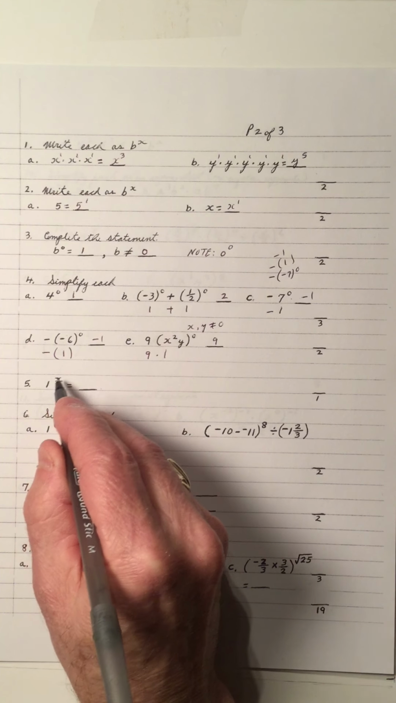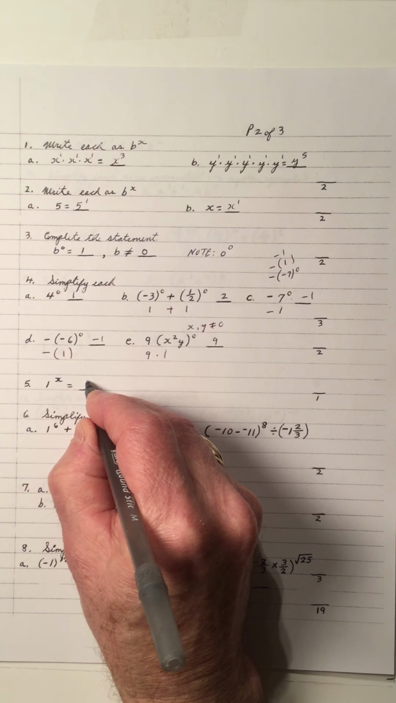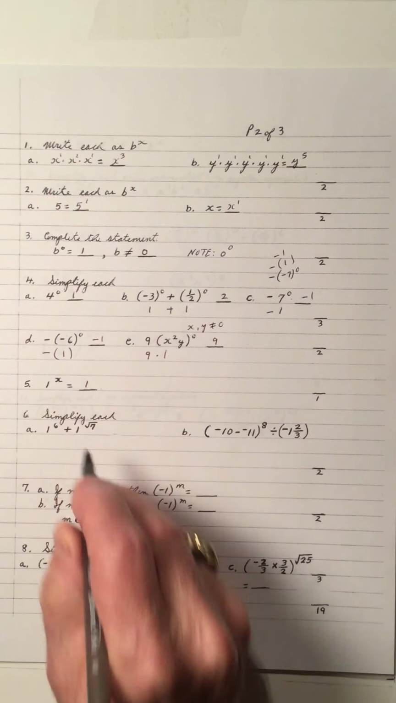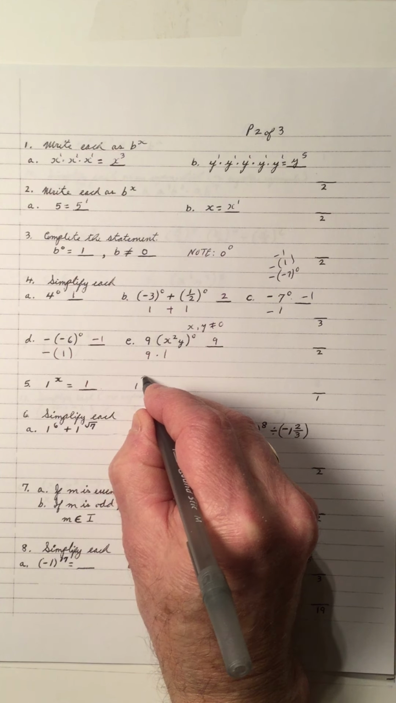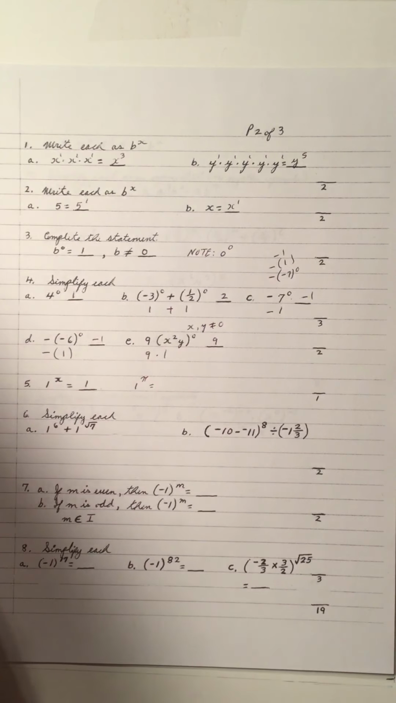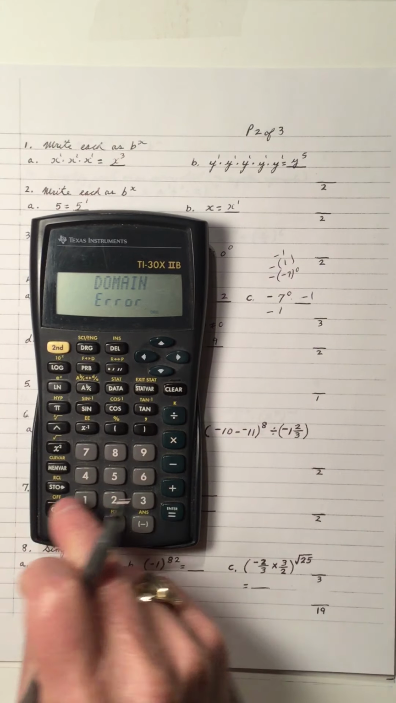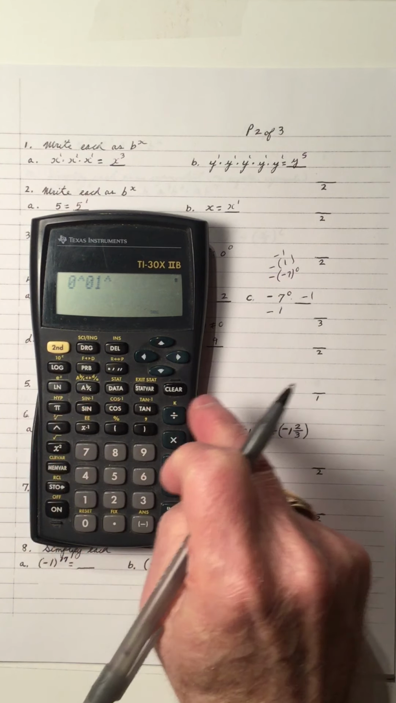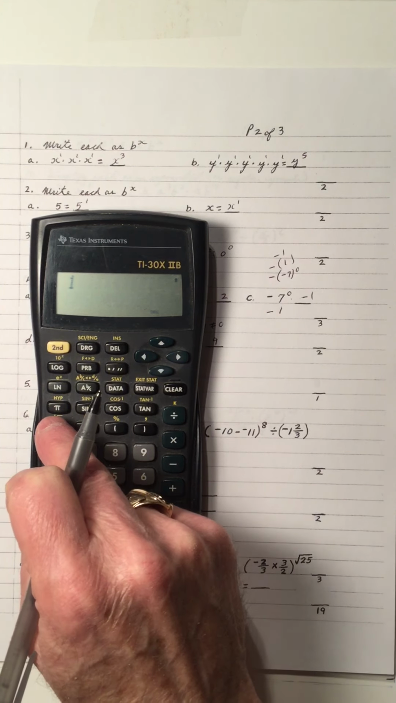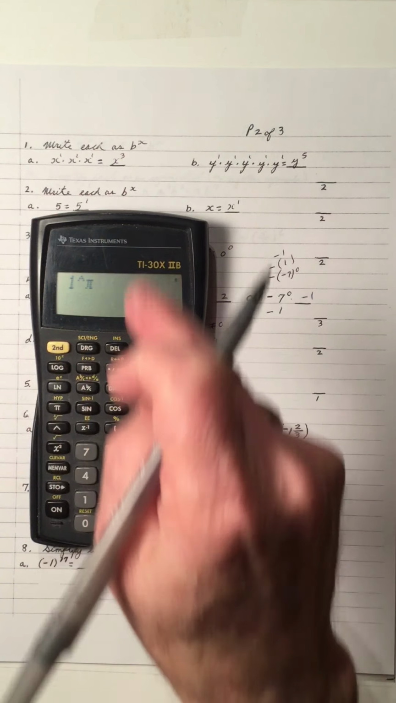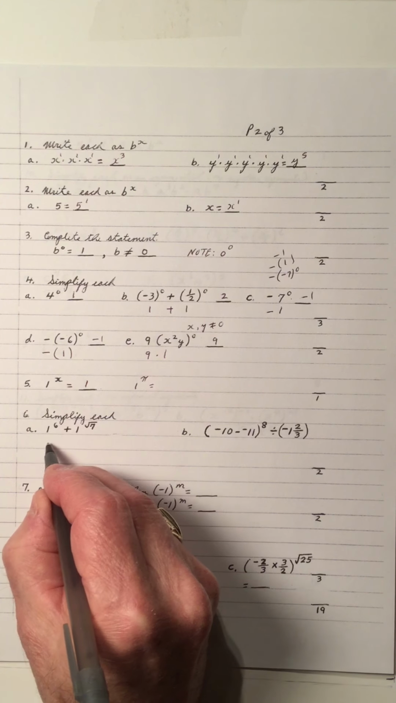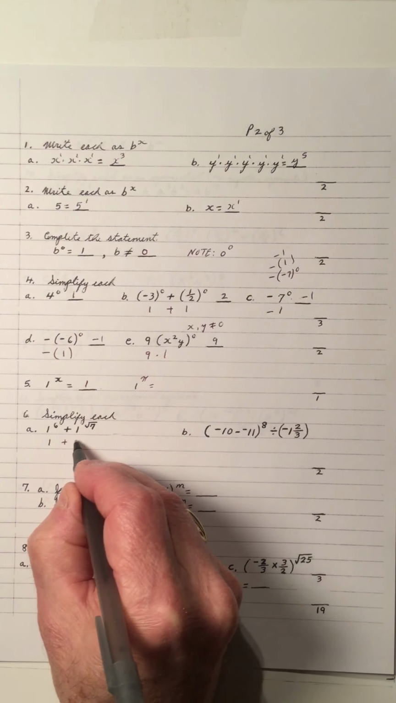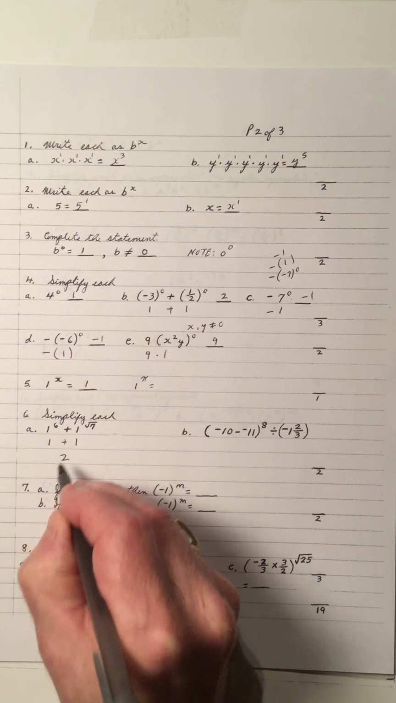Number 5, 1 to the x, 1 to any power is a 1. 1 to the 2, 1 squared, 1 to a negative... remember I showed you that 1 to pi. So remember I did 1 to the power of pi. Let's show you. 1 power button pi. That's 1 to the power of pi, and you get a 1. So 1 to any power is 1. 6, simplify each. 1 to the 6th is 1. 1 to the root 7 is 1. And 1 and 1 makes 2.